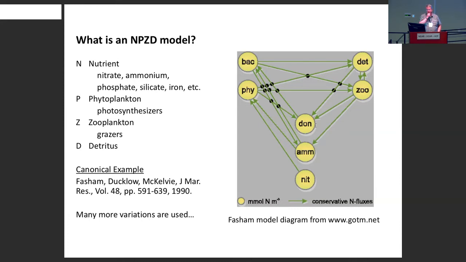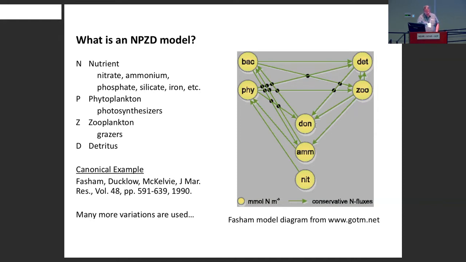And one is something referred to as an NPZD model, where N stands for a nutrient, which can be an example of nitrate, ammonium, or other macronutrients like phosphate and silicate, or micronutrients like iron. We have phytoplankton, which are photosynthesizers, which convert nutrients into organic form. We have zooplankton, which eat the phytoplankton. They're grazers. And then we have detritus in this NPZD model, which is the dead matter, which is the outcome of the death of the phytoplankton and zooplankton.